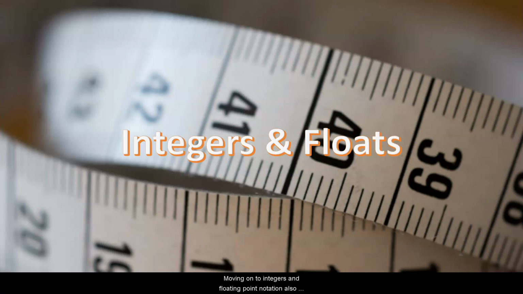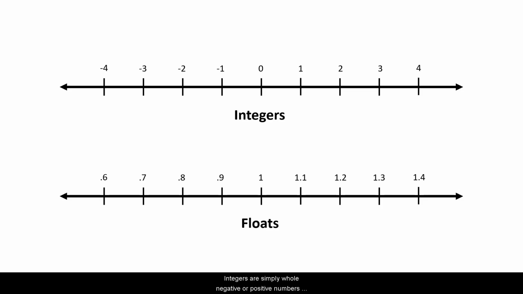Moving on to integers and floating point notation, also known as floats. Integers are simply whole, negative, or positive numbers to include the number 0, which 0 is an integer. Floats, on the other hand, are non-whole numbers, basically decimals that can be either positive or negative. So oftentimes they are used to represent fractions.